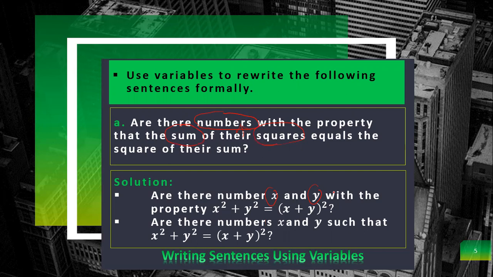We can also write this as, are there numbers X and Y such that X squared plus Y squared is equal to (X plus Y) squared, or quantity squared. All right.